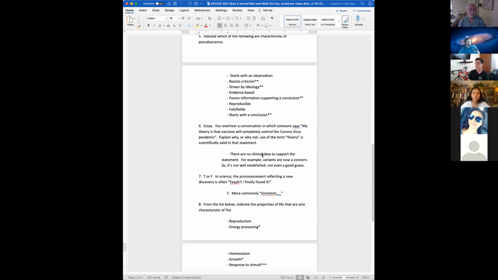Then the next one, you overhear someone saying, my theory is that vaccines will completely control the coronavirus. Is that a theory? It definitely is not, because there are no data to support the statement. And just for example, we now know that many variants of the coronavirus are coming out, and for some, there probably will not even be a vaccine available at this point.